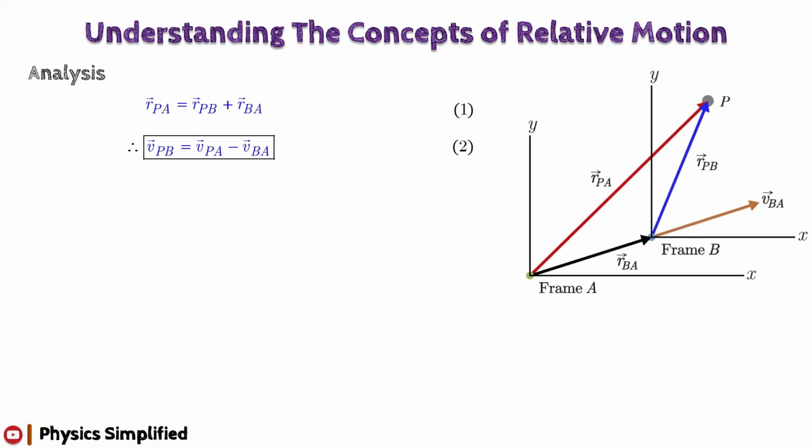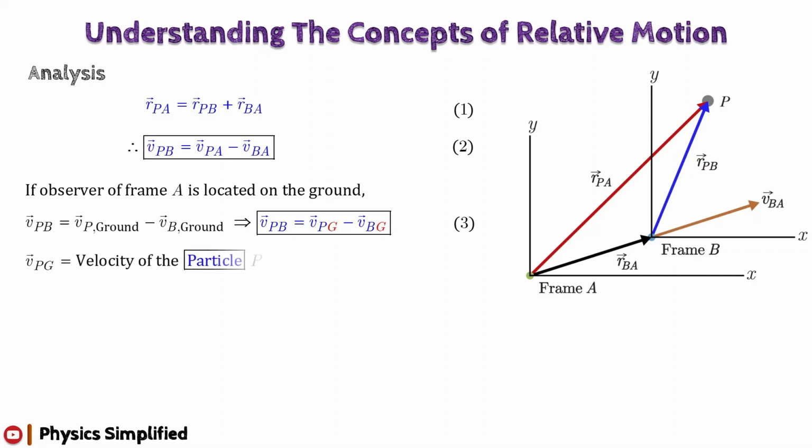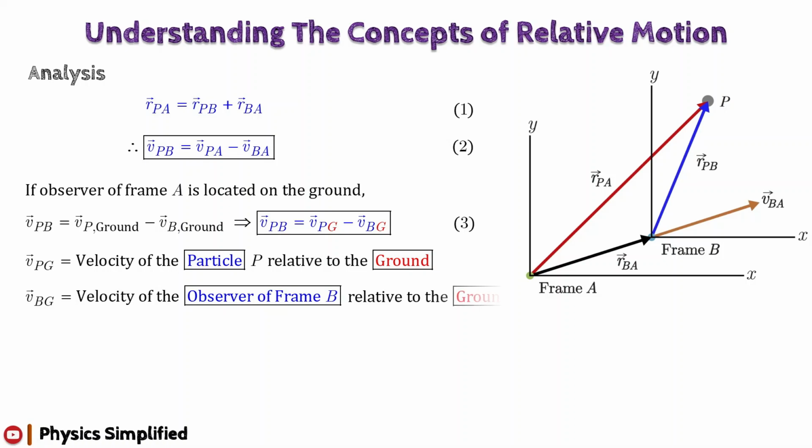Let us consider, the observer of frame A is located on the ground. Since the observer of frame A is stationary, hence, equation 2 can be written as, vector v_pb is equal to vector v_pg minus vector v_bg. Let us mark this equation as number 3. Vector v_pg denotes the velocity of the particle P relative to the ground, while vector v_bg denotes the velocity of the observer of frame B relative to the ground.